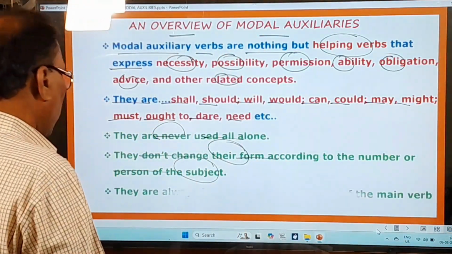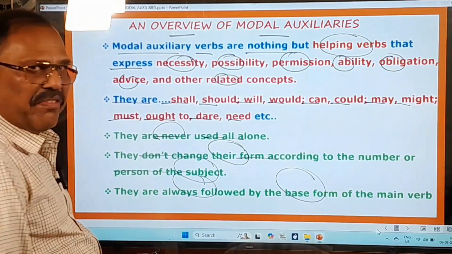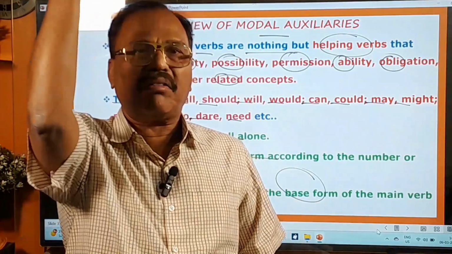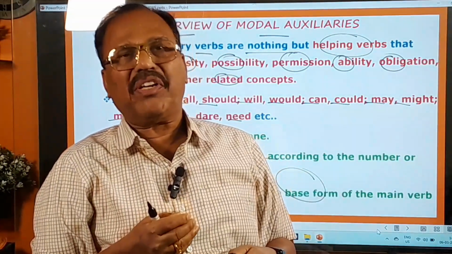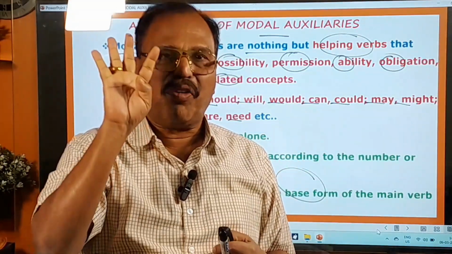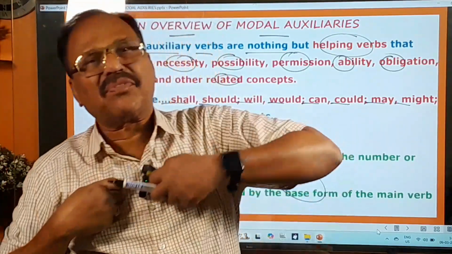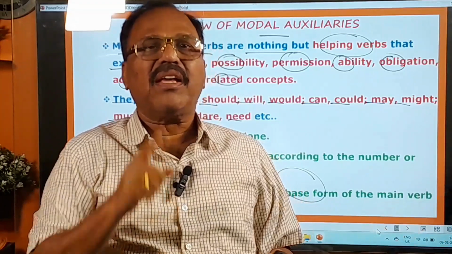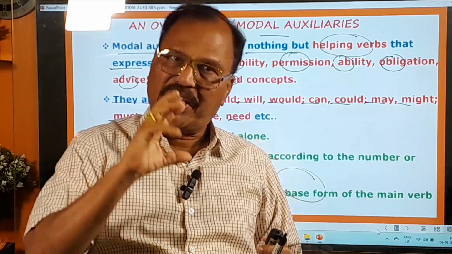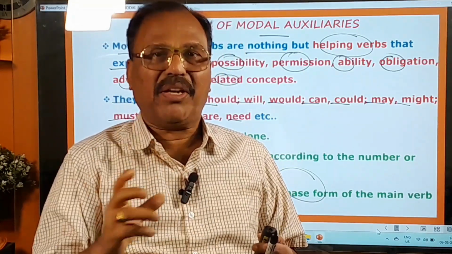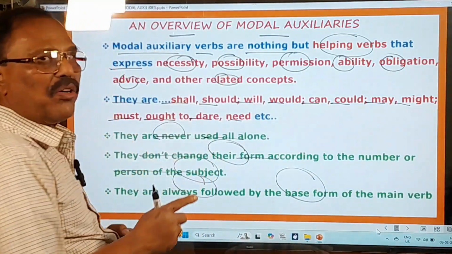And one more important characteristic feature is they are always followed by the base form of the main verb. Beside all these modal auxiliaries, we must use only the base form of the main verb. You know very well, each and every main verb has got four forms. What are they? Present tense form or base form, present participle form, past tense form, past participle form. The very first form of the verb is called the base form or the present tense form of the verb. That first form is always used beside these modal auxiliaries.